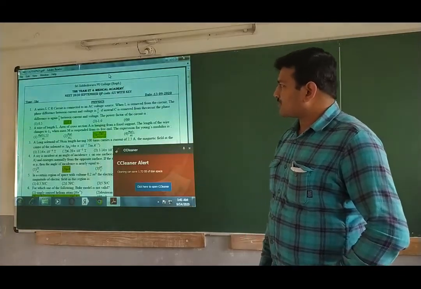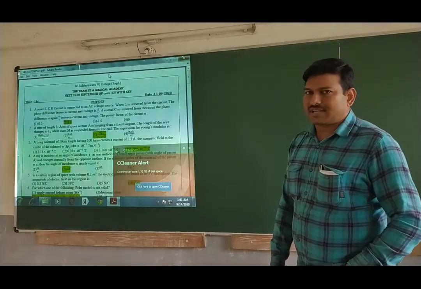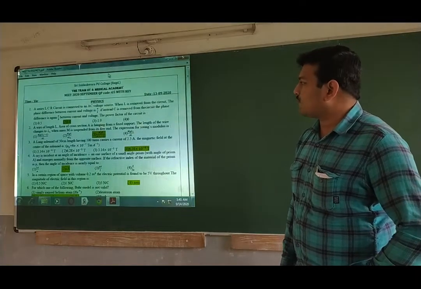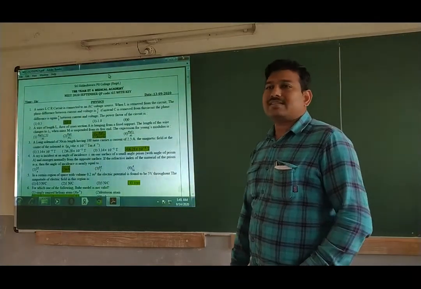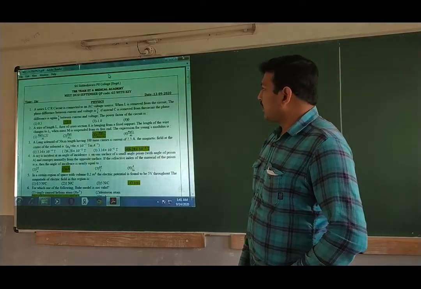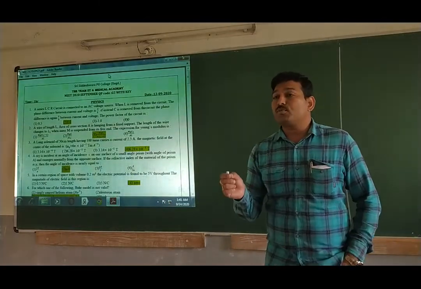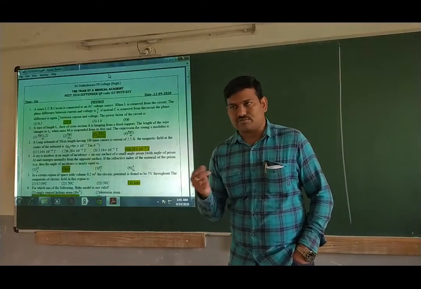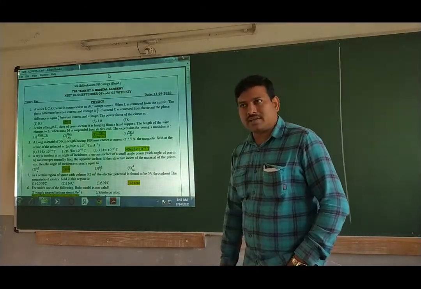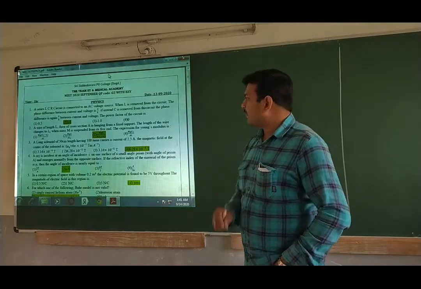Coming to the questions that appeared in this NEET examination, the first question is like this. A series LCR circuit is connected to an AC voltage source. So they have given an LCR series circuit connected to an AC voltage source. When L is removed from the circuit, if you remove the inductor, then it becomes a CR circuit. The phase difference between current and voltage is pi by 3. So for the CR circuit, the phase difference is given as pi by 3.